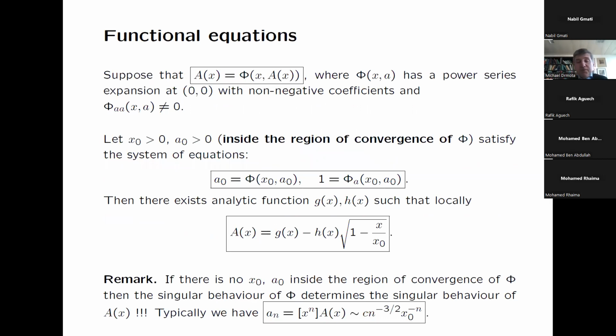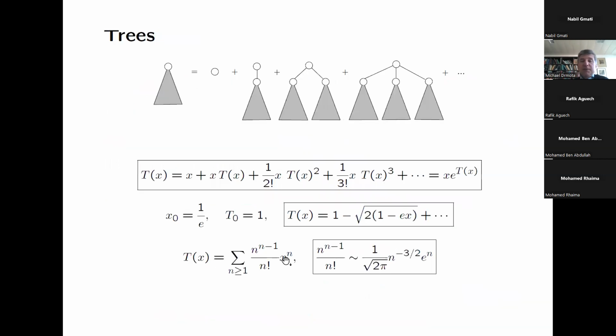But now I want to turn to the methods, the proof methods that can be used to obtain this kind of central limit theorem for subgraph counts. And I want to start here with a folklore result on implicit equations. So maybe I start with an example that comes up in tree counting. There is a very nice method in combinatorics to count trees.